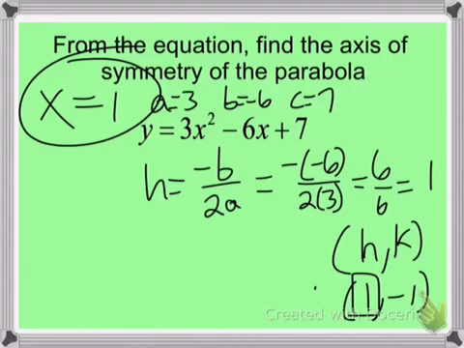For the symmetry, we're going to use negative B over 2A. B is negative 6, my A is 3. So I divide, and negative 6 makes that a positive 6. 6 divided by 6 is 1. So that's my X value on my graph. It will be split right here at 1.